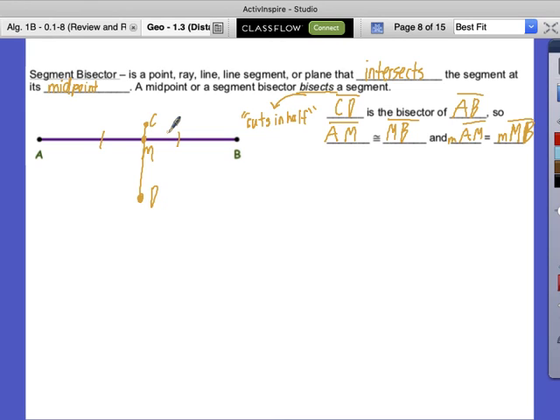Yes, Aiden. Meant to put AB is the bisector of CD. Is it the same thing? Is AB cutting CD in half? No, CD is not getting cut in half. We don't know. CD is cutting AB in half, though, and we know that. So we're saying this cuts this in half. This is the bisector of this. Did I answer your question? Okay. Any other questions on this?